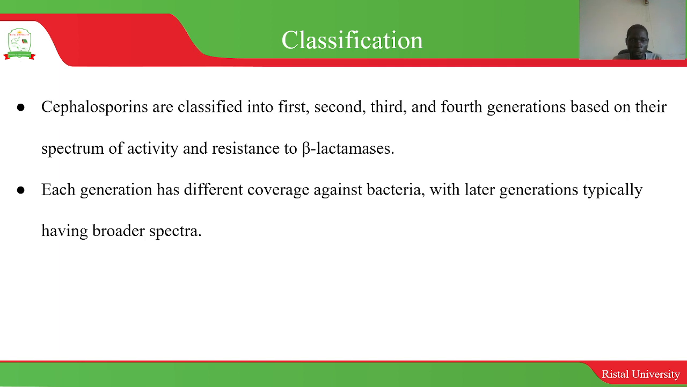Classification: we say cephalosporins are classified into first, second, third, and fourth generations based on their spectrum of activity and also resistance to beta-lactamases. Each generation has different coverage against bacteria, with the later generations typically having a broader spectrum. So the first generation cephalosporins have a narrow spectrum of action compared to the second, and the second also have a narrower spectrum compared to the later ones. The later the generation, the broader the spectrum of action of these cephalosporin medications.